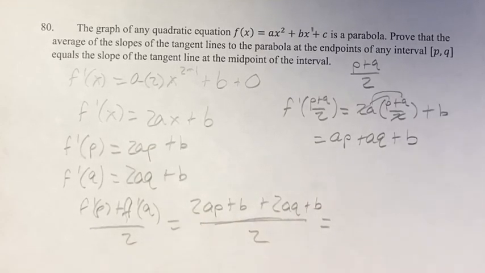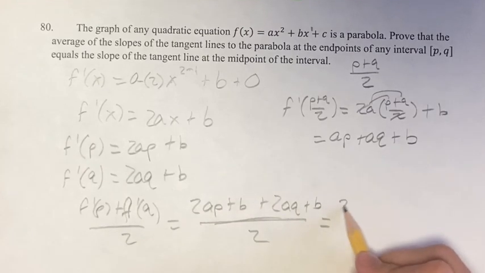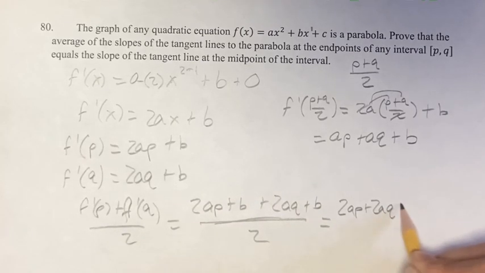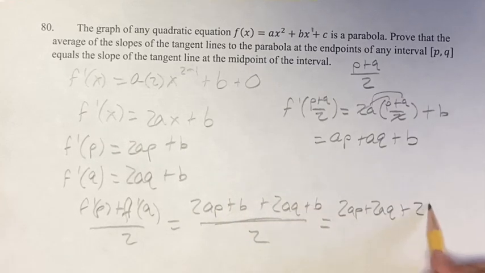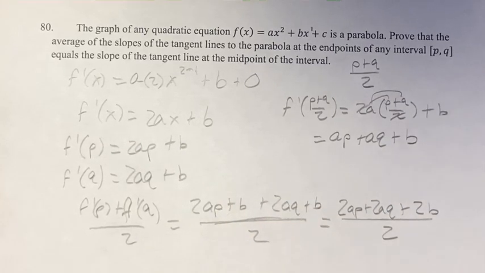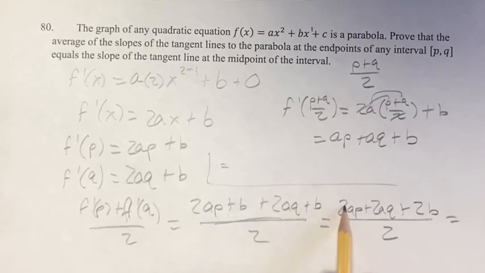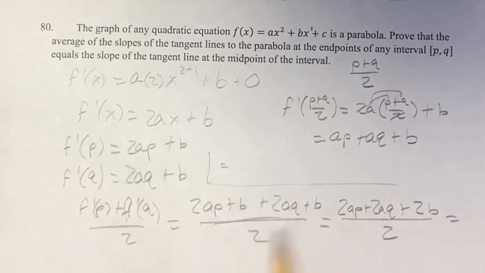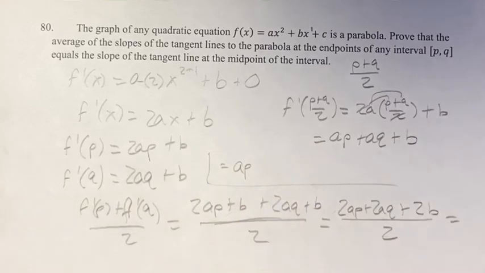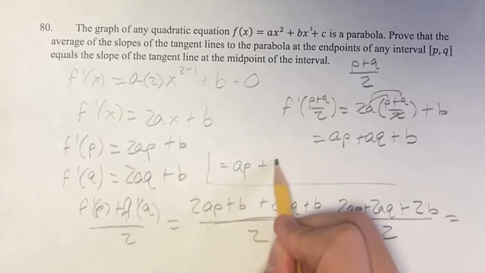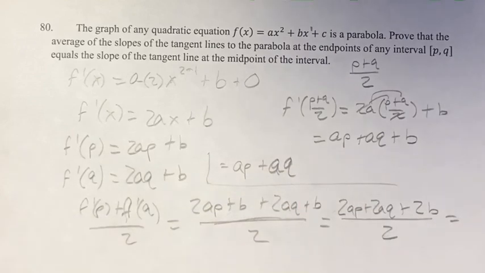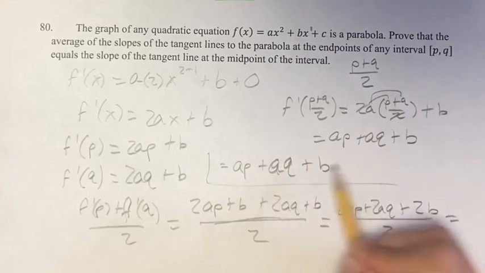This is equal to, these are not like terms. We have aP and aQ, so we cannot combine those. But we have 2aP plus 2aQ plus, these are like terms, b plus b is 2b, divided by 2. Now we can divide each of these by 2, equals: 2aP divided by 2 is going to be aP, plus 2aQ divided by 2 is going to be aQ, plus 2b over 2 is b.